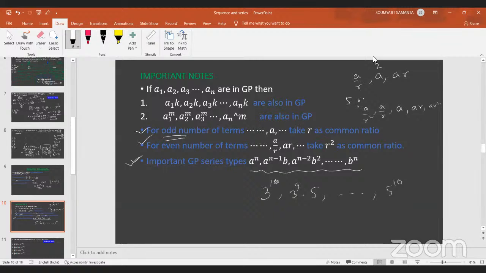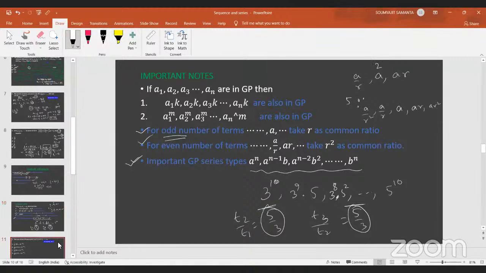Let me write the third term so that we can verify. 3 power 8 into 5 square. So second term divided by first term will become 5 by 3. Yes or no? Yes, sir. T2 by T1 will become 5 by 3. What about T3 by T2? T3 by T2 will also become 5 by 3. They are forming a GP. Yes or no? Yes, sir.